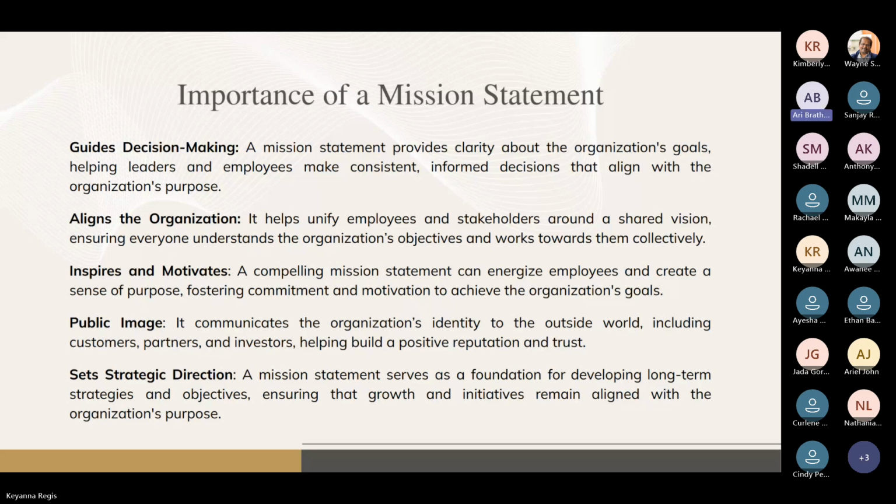It inspires and motivates. A compelling mission statement can energize employees and create a sense of purpose, fostering commitment and motivation to achieve the organization's goals. Public image. It communicates the organization's identity to the outside world, including customers, partners, and investors, helping build a positive reputation and trust. It sets strategic direction. A mission statement serves as a foundation for developing long-term strategies and objectives, ensuring that growth and initiatives remain aligned with the organization's purpose. Next slide.